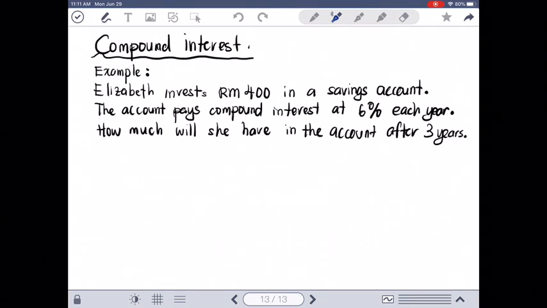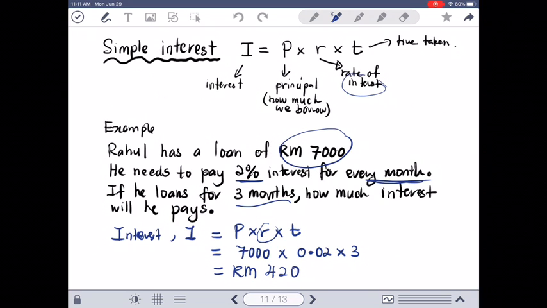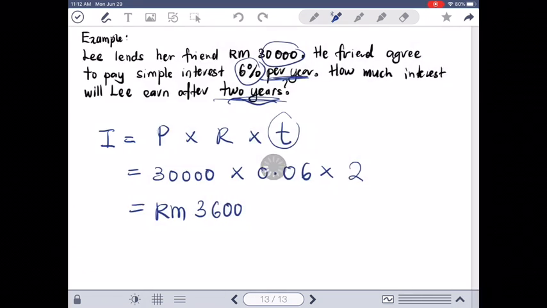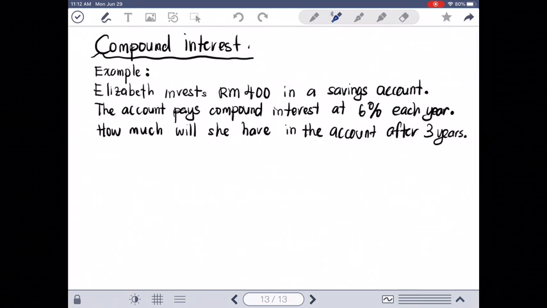All right, the next one is compound interest. If you compare compound interest and simple interest, the difference is that for simple interest, the value per period of time, it could be a month, it could be a year, is fixed. But for compound interest, the interest is not fixed. What does it mean? Let's have a look at an example.